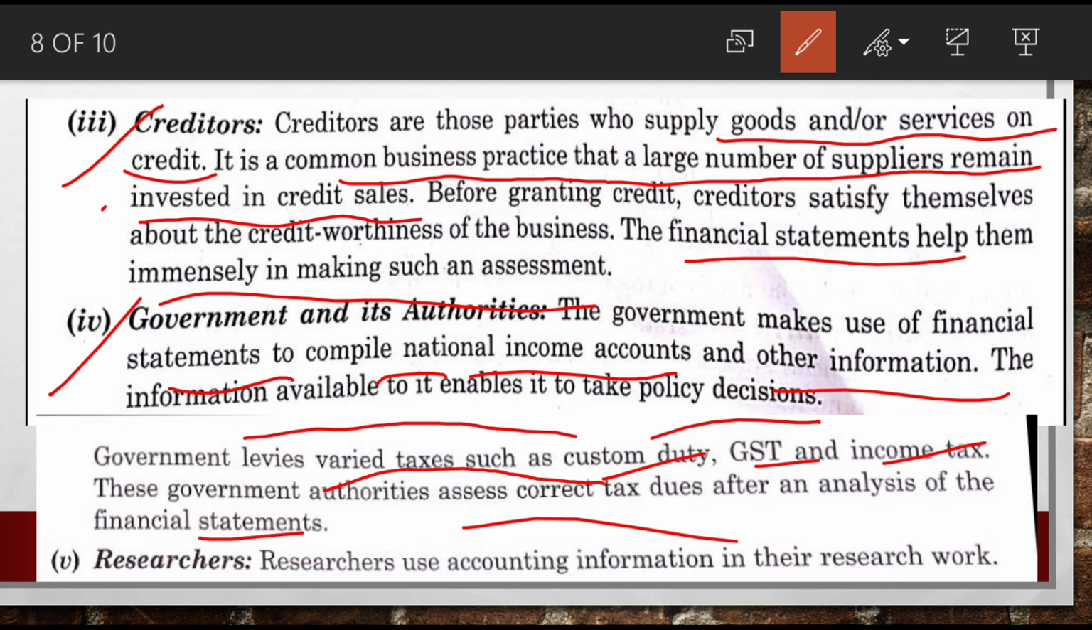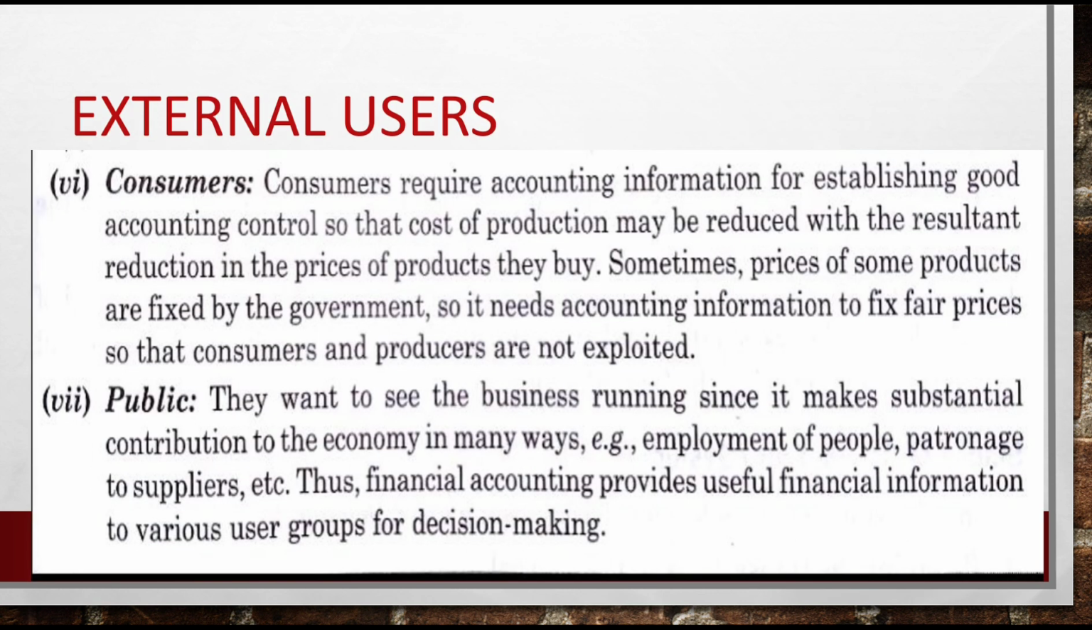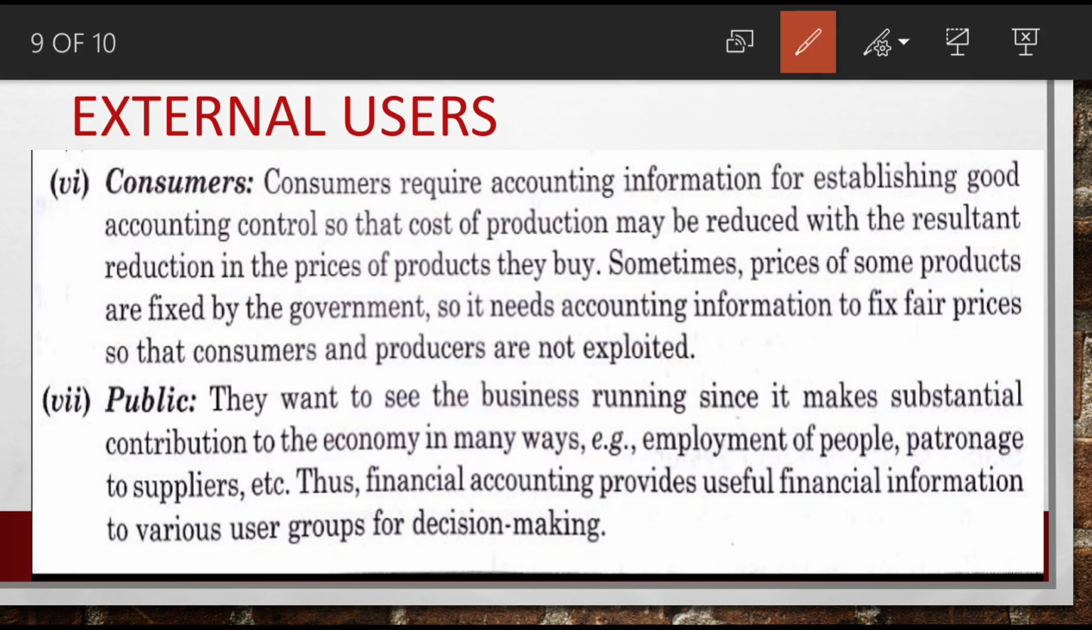Okay. Next, researchers are also demanding. Researchers use accounting information in their research work. They are researching for thinking about the future, and only then can they decide about that. So researchers also require this accounting information for their research work. Next users, that is consumers. Why are consumers requiring this accounting information?